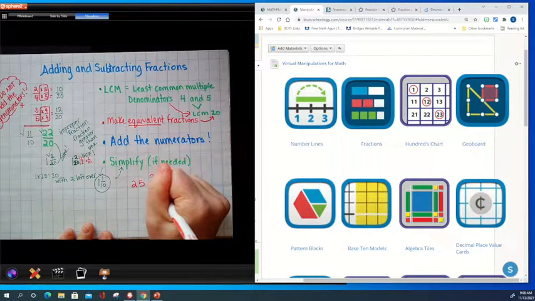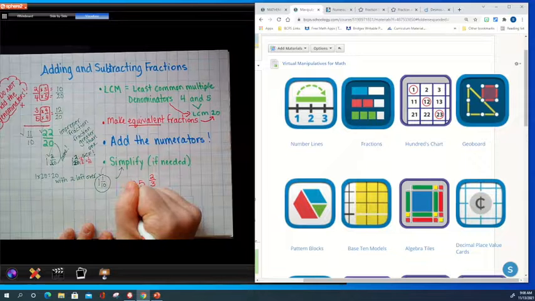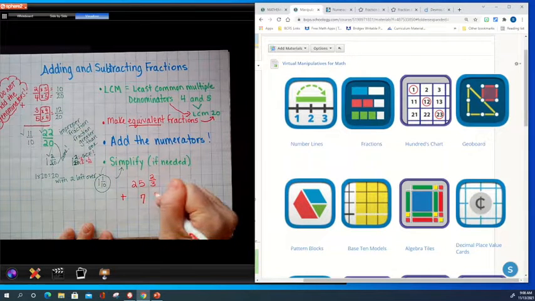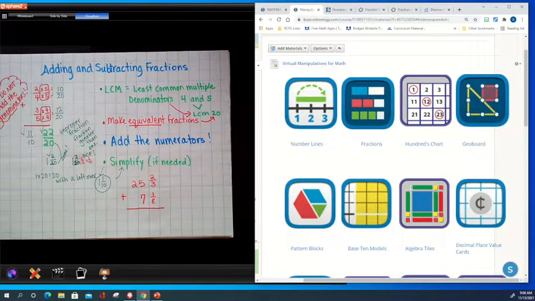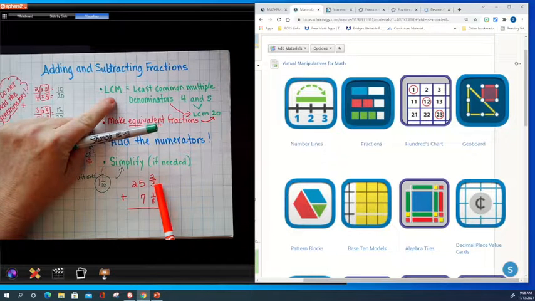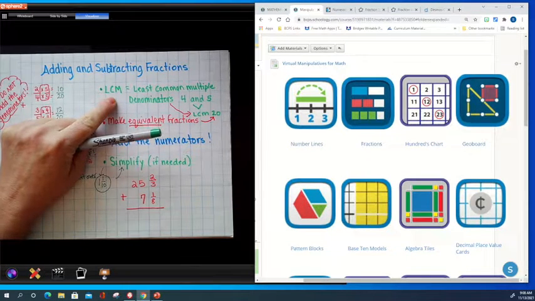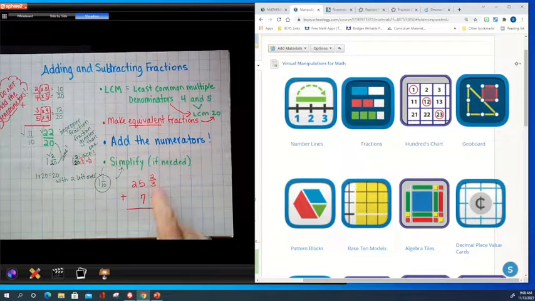25 and 2/3 plus 7 and 1/8. All right, first step, find the least common multiple of the denominators. So 8 and 3. What is the least common multiple between 8 and 3? In this case, it would be 24. If you skip count by 3s, you skip count by 8s. 24, or 3 times 8 is 24. So that strategy that we talked about in the last class would work.